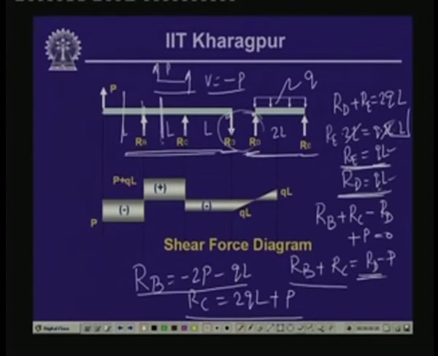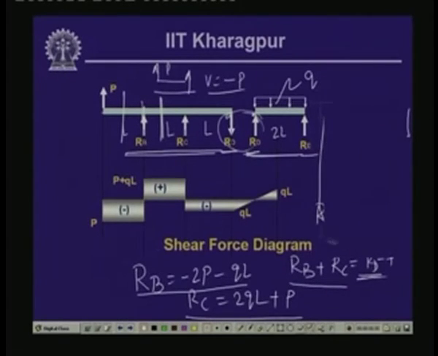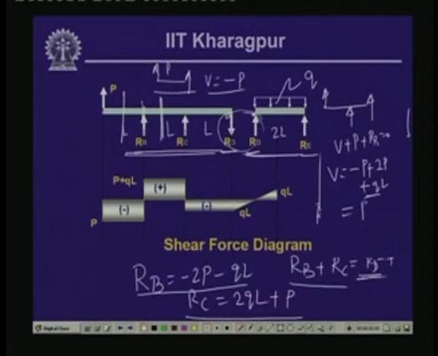Now, at this particular point, if you take the free body, we have the force which is acting over there, which is P, and we have the reactive force R b. So, we have P, we have R b, and we have V here. So, V plus P plus R b is equal to 0. So, V is equal to minus P minus R b, and R b is equal to minus 2 P minus Q L. So, this is plus twice P plus Q L. So, that gives us a value of P plus Q L. So, here we get a shear force of magnitude P plus Q L. So, from minus P it changes over to plus P plus Q L.